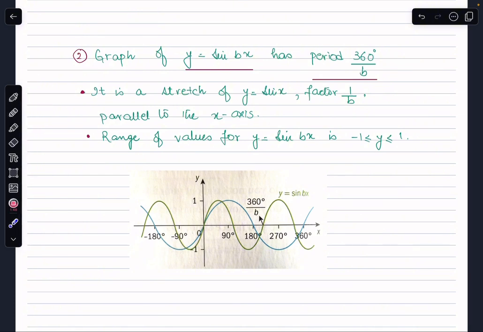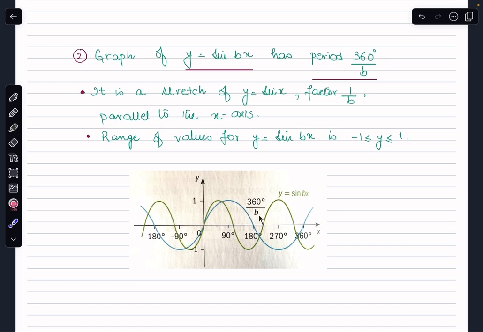What the difference that I see here is with respect to the b, which is getting multiplied by the angle. So whenever we have this b here, then we should know that it's a stretch of y equals sine of x by factor 1 by b. We have all done this in function transformation. With x, it should be a factor 1 by b, and it's a stretch parallel to the x-axis.